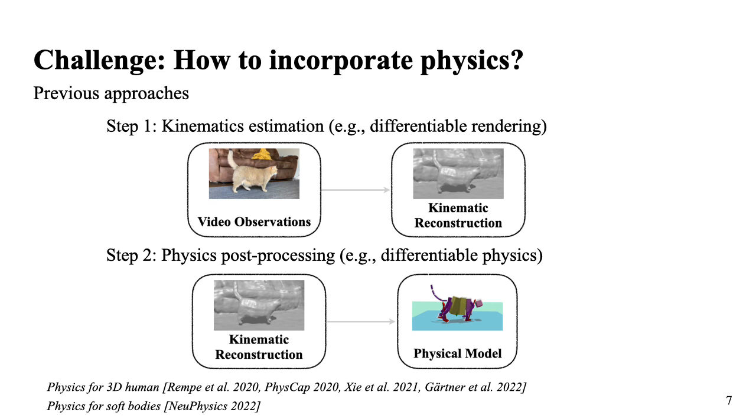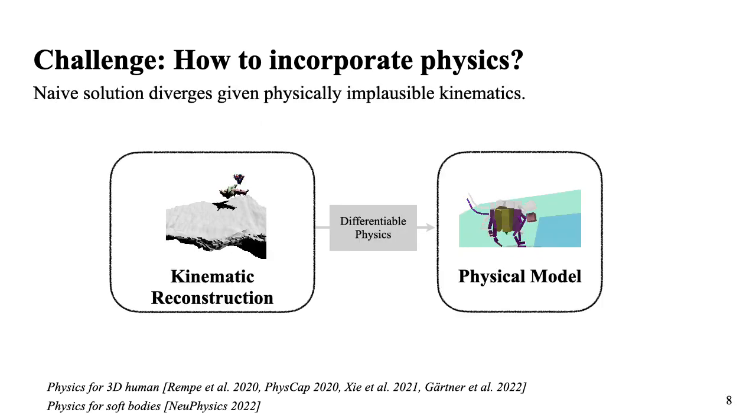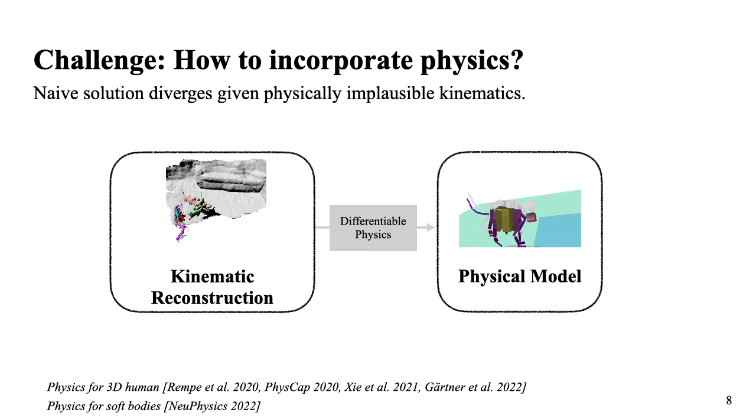Prior approaches first estimate kinematics, and then use physics-informed optimization to post-process the reconstructions. When naively doing this, we find the physical reconstruction diverges from the visual evidence due to physically implausible kinematics. On the left, the reconstructed cat is not making contact with the ground. As a result, the physical model fails to track the kinematic reconstruction.